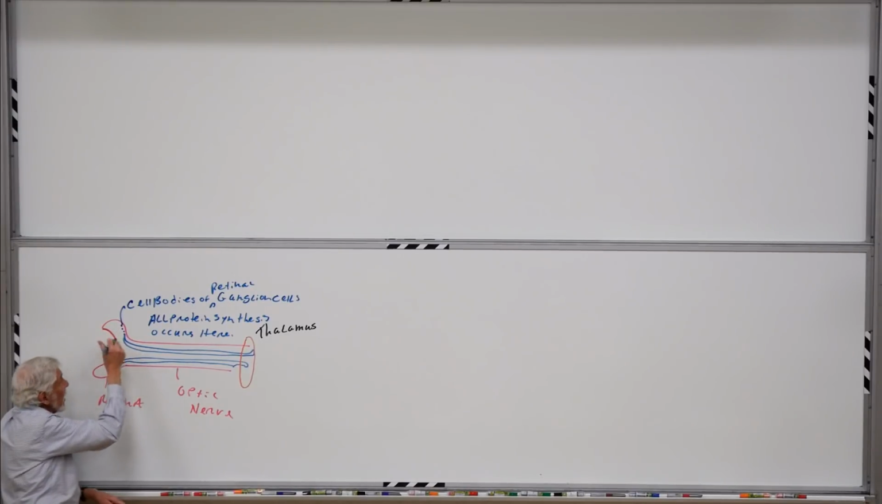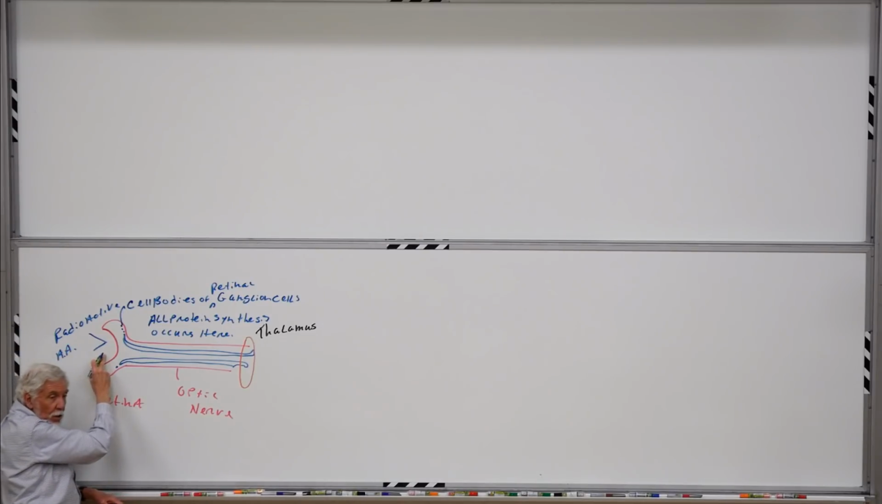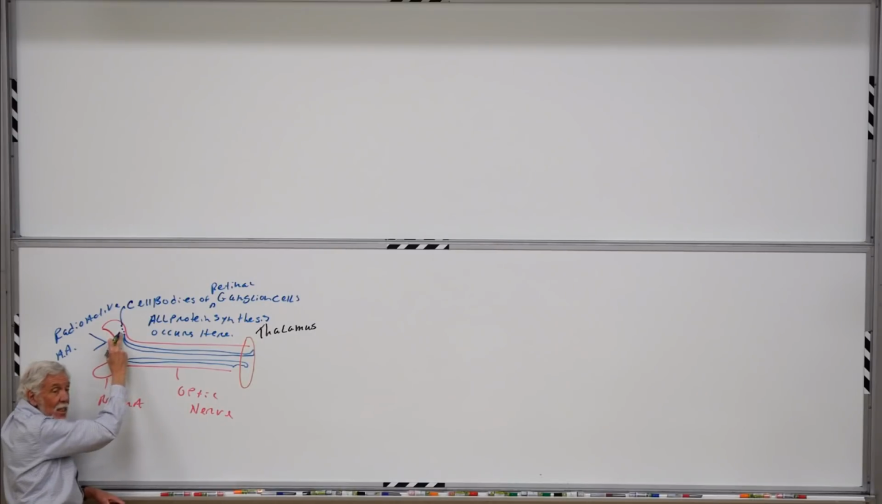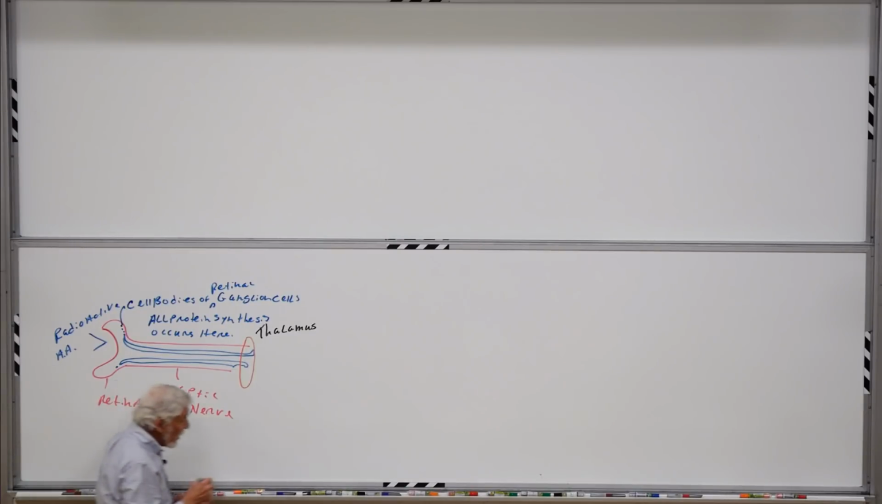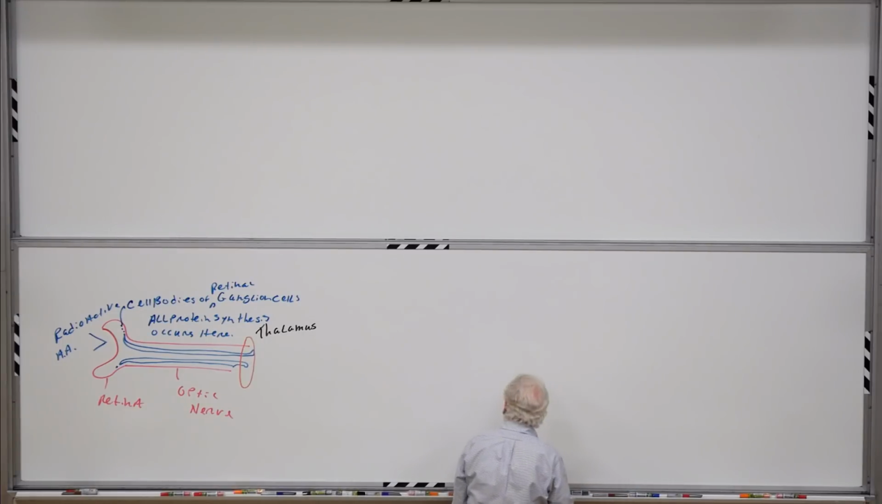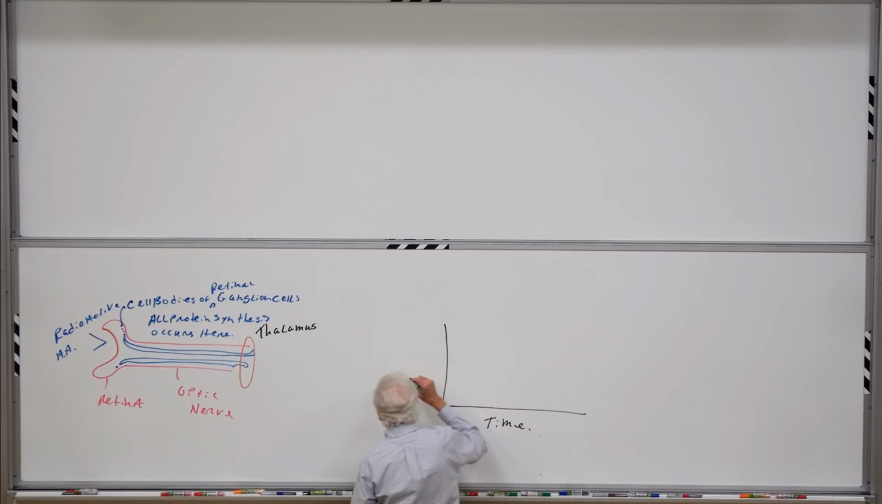So what they could do then is they could inject radioactive amino acids into the vitreous. Those radioactive amino acids had access to the ganglion cell neuronal cell bodies. That meant that these ganglion cell neuronal cell bodies would make proteins. But those proteins, because they were synthesized from radioactive amino acids, would be radioactive, so they now had a tag. And what they could do then is plot time versus radioactivity.